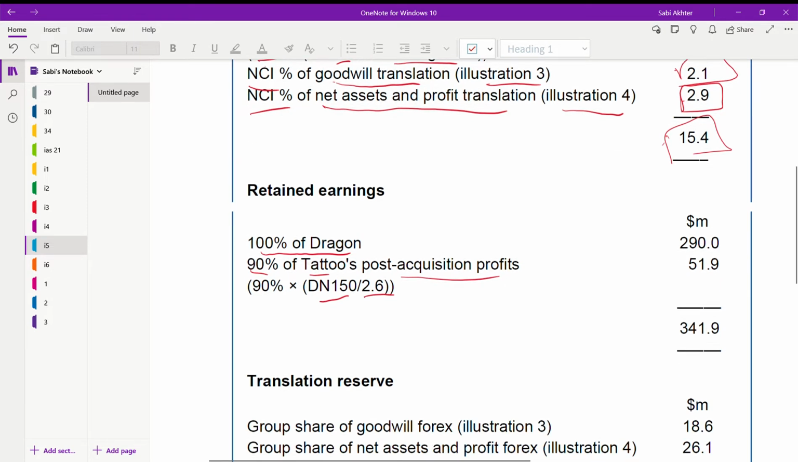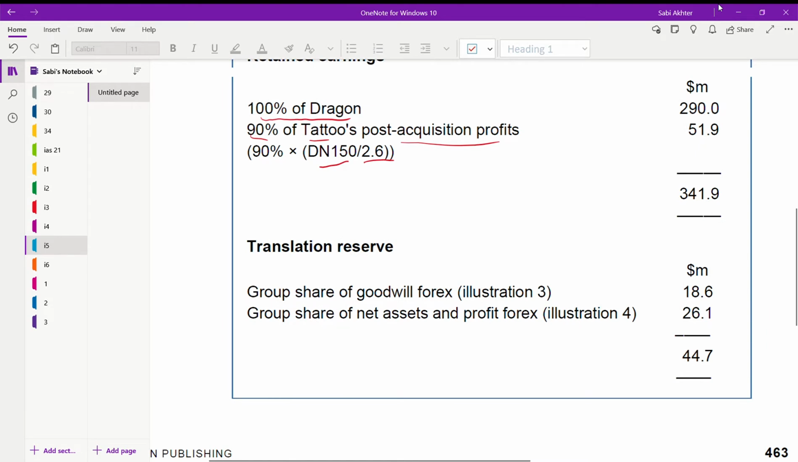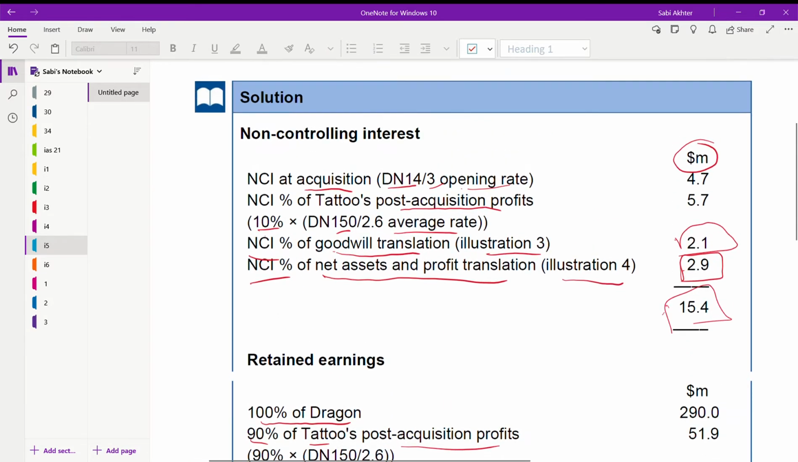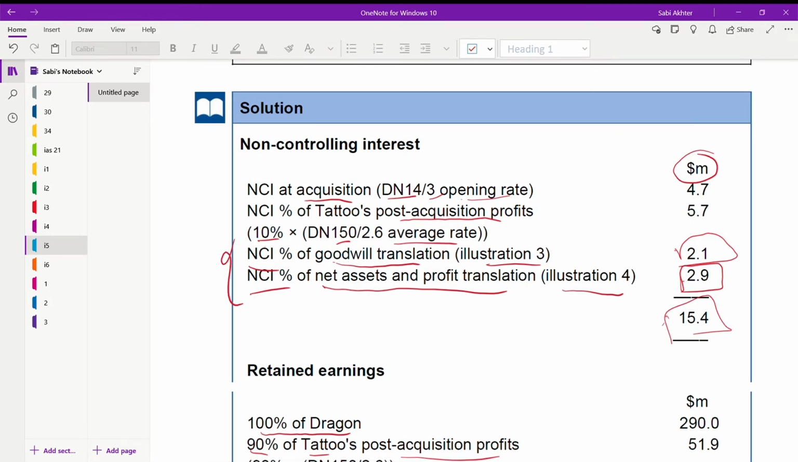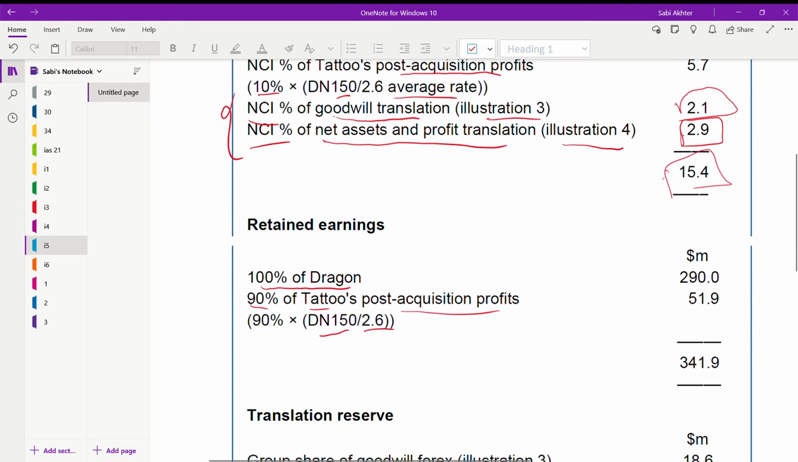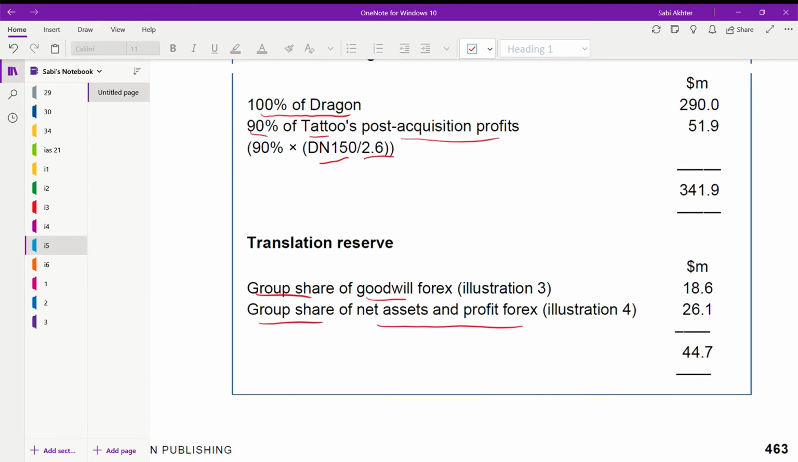Coming to translation reserve. Translation reserve, only two things will go. One is the goodwill, one is net asset and profit. But only the group's share, remember, not the NCI share. Because NCI share already went here, this too. So there is no logic to take it again here, right? It's a repetition. So only the group share will go there in the translation reserve.